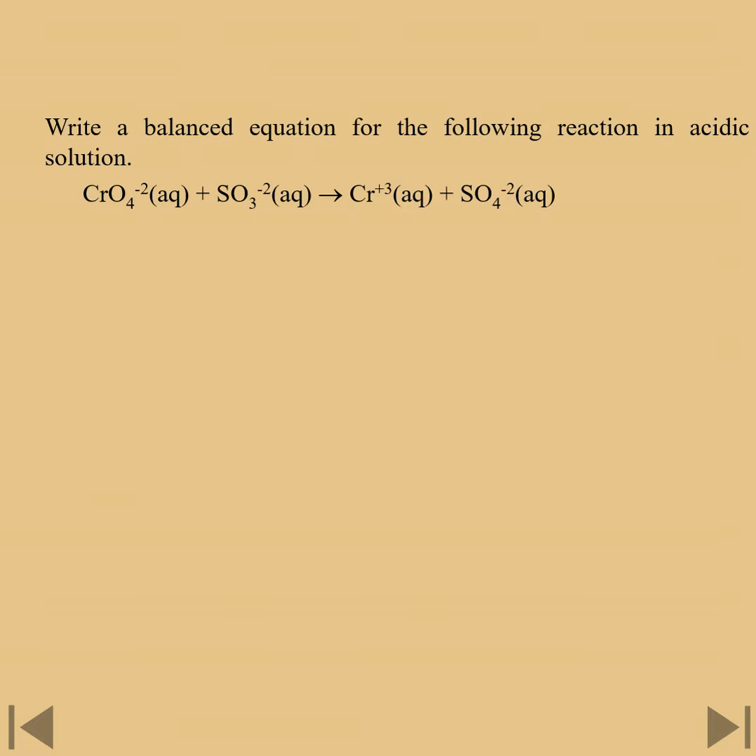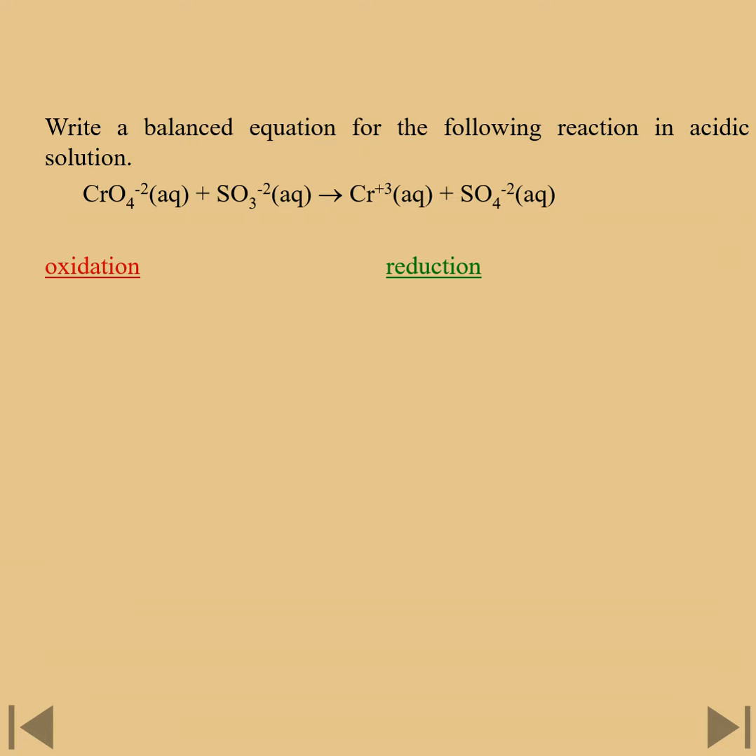Okay, same problem, same approach. We split into our 2 half reactions first. And let's see, what's the oxidation number of chromium in chromate? Well, what minus 8 is negative 2? Positive 6. So write plus 6 with the chromium. What is the oxidation number of sulfur in sulfite? Well, what minus 6 is negative 2? And that's positive 4. So write positive 4 with the sulfur.